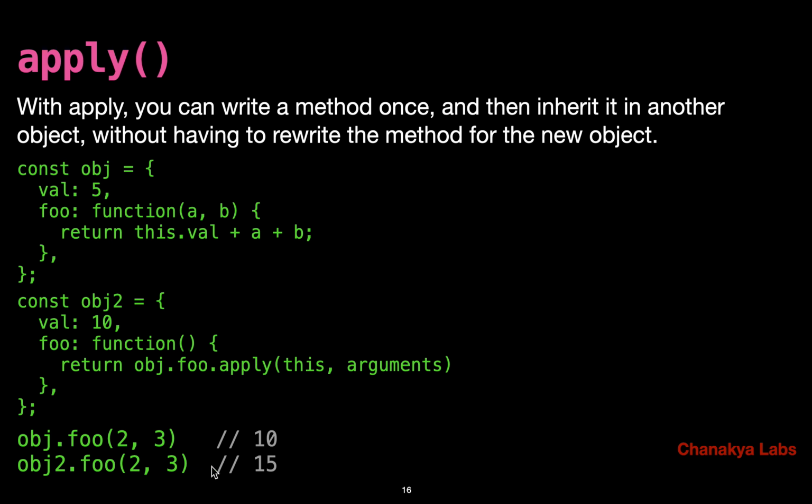And the same thing: obj.foo and obj2.foo. In this case obj2 is the this, so this.val is 10, and then 2 and 3 are the arguments, so 10 plus 2 plus 3, which is 15, right? But if it is obj.foo, then it is 5 plus 2 plus 3, which is 10. So you can understand that all these functions are directly available on obj2 because we have defined it in such a way, but we are not rewriting the whole logic again.